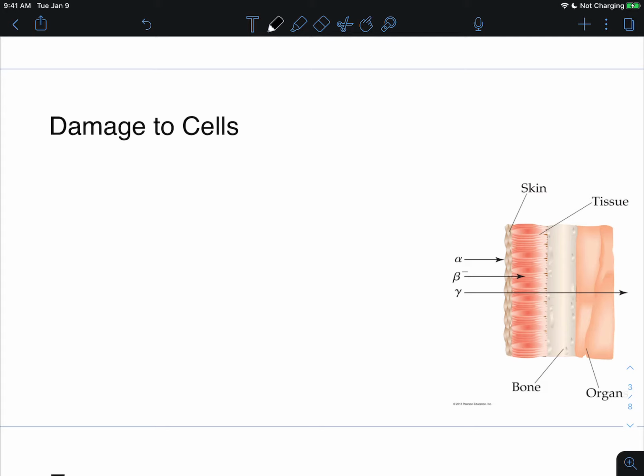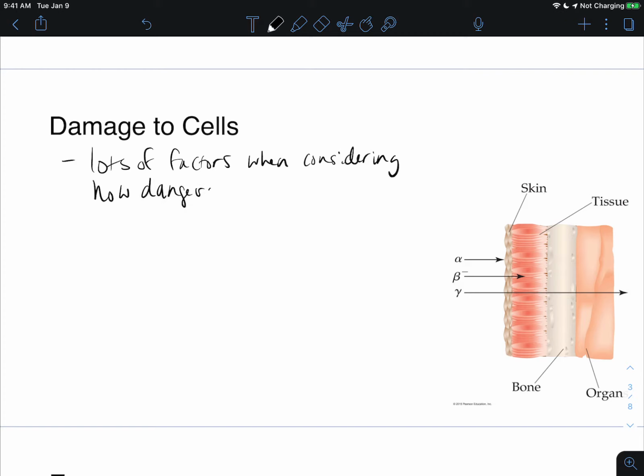And of course, the damage to the cell depends on the type of radioactivity and the length of exposure, and then whether or not the exposure is inside the body or outside the body. So there are lots of factors when considering how dangerous radiation is to the body.